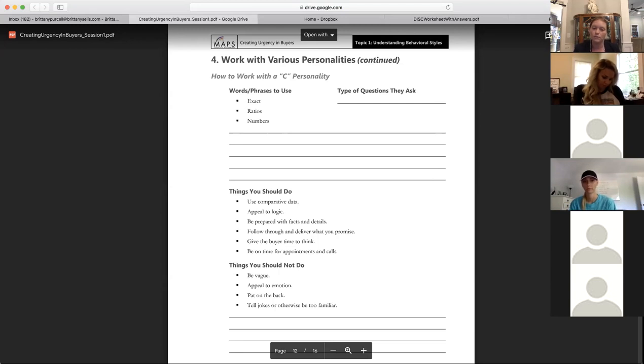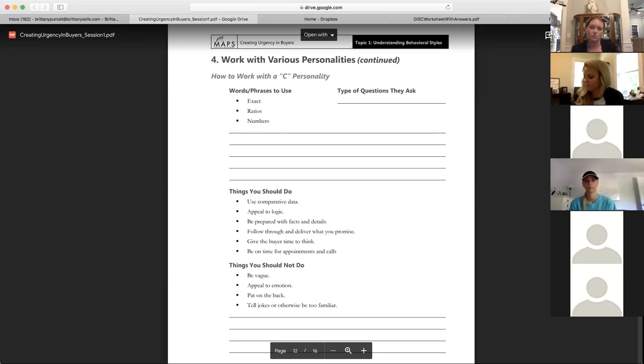You do want to use comparative data. Your high C's are definitely going to want to know what your team's list price to sales price ratio is on the list side versus the buy side, and how that compares to the market, and what you do differently to get that better price. They're going to be asking big questions, but more statistical questions, and they're going to be willing to spend longer listening to the data, versus a high D who might just take some of it at surface value. If they feel confident in you and your results, they're going to move forward.